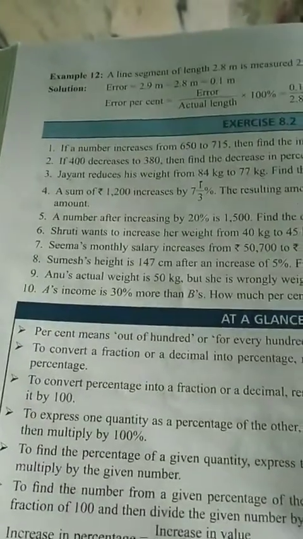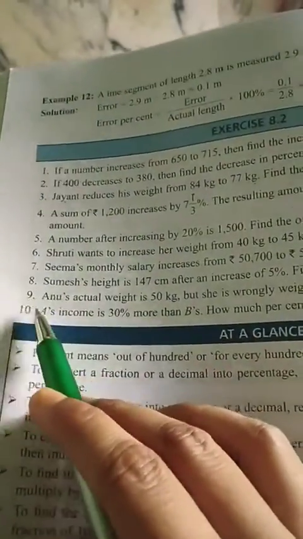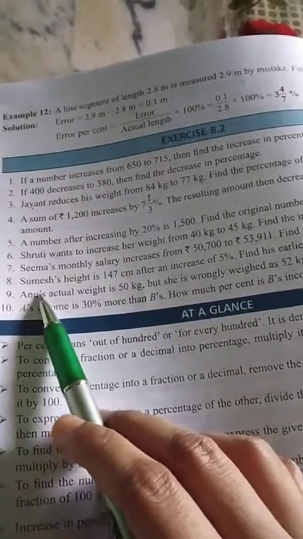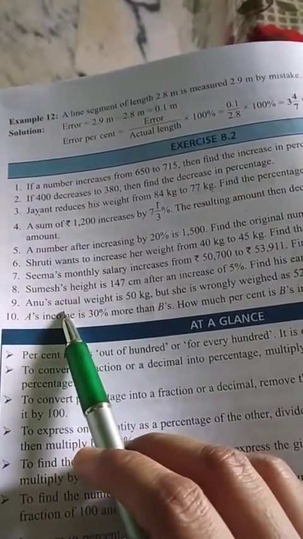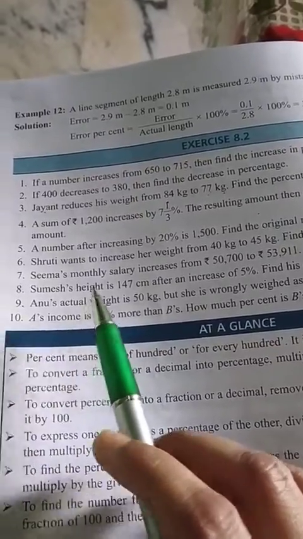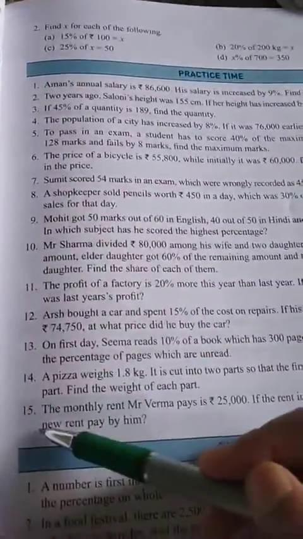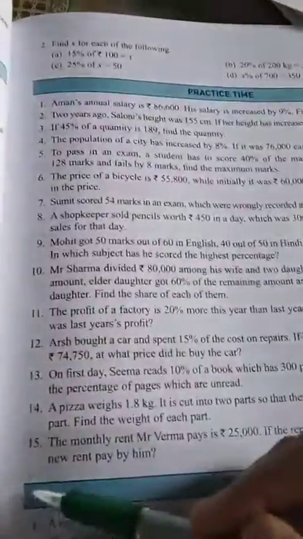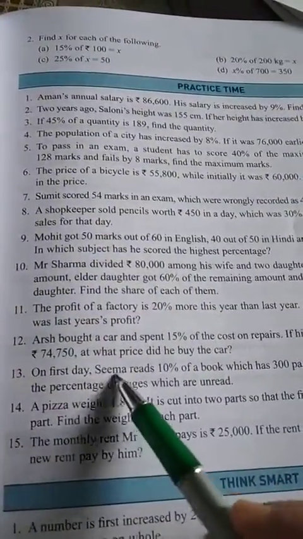Got it? Students, question number 9 and 10 are your homework. First you have to try this question. Okay? If you are not able to do it, then only I will give you its answer. But first you have to try. And your homework is this practice time. There are very important, good questions. You have to try this exercise. This is very important. Okay?